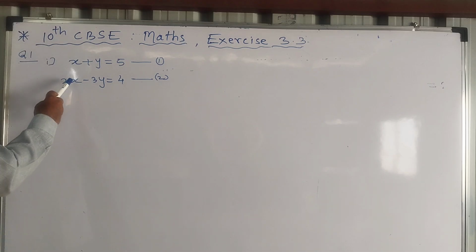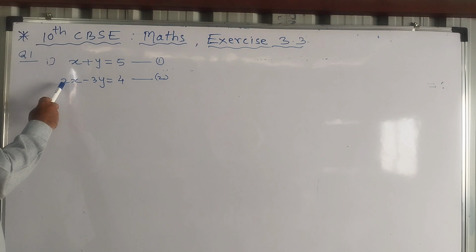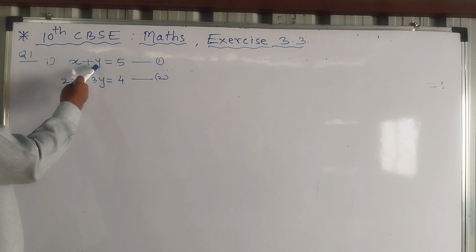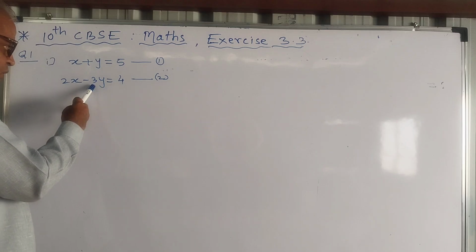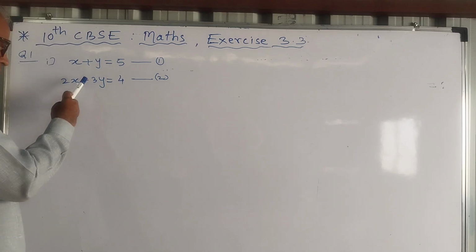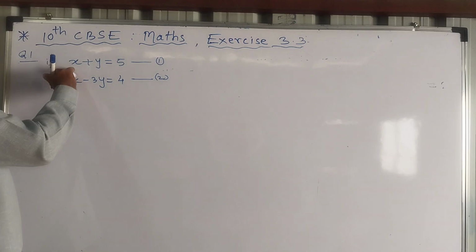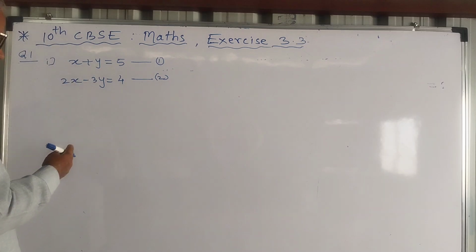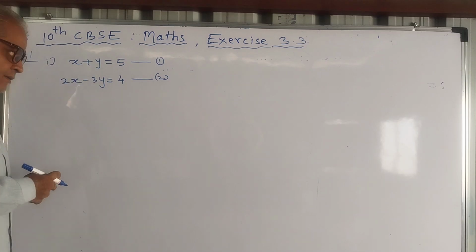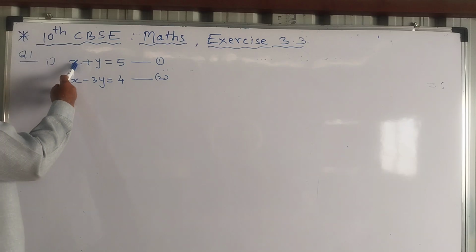The coefficient of x in equation 1 is 1 and in equation 2 is 2, and the coefficient of y in equation 1 is 1 and the coefficient of y in equation 2 is -3. So we can make the coefficient of x 2 or the coefficient of y 3. So how will we make these coefficients equal? That is, multiply equation 1 by 2.